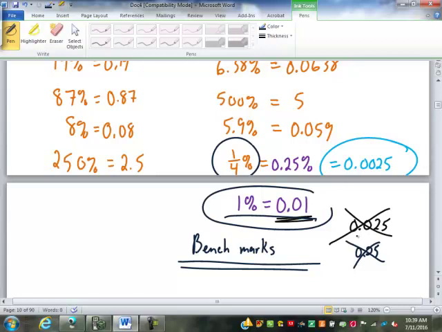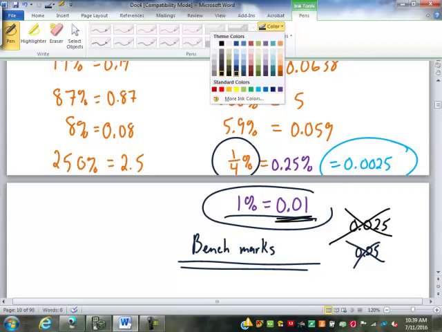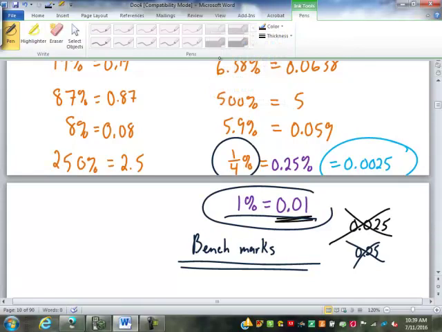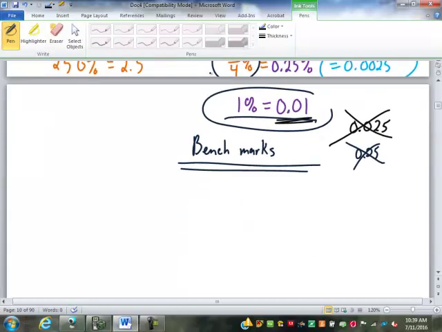Now another strategy for checking your answers is always to reverse it. Since we know that going from a percent to a decimal, we divide by 100 or move the decimal point 2 spots to the left, going the other way from a decimal to a percent, we're going to multiply by 100 or go 2 spots to the right. So if I have 0.65 and I want to change that into a percent.